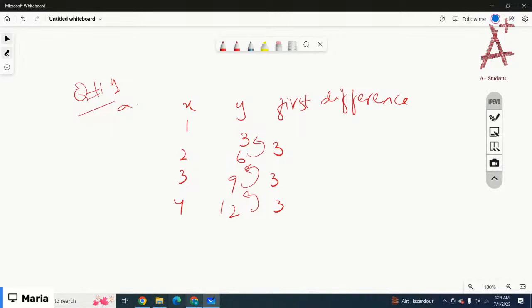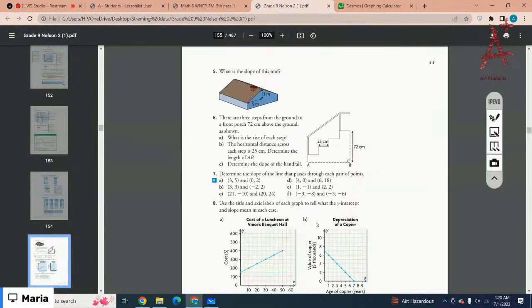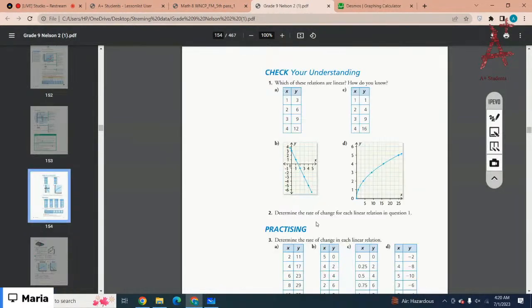So you can check for C also. Let's see the graph of the B part. You can see the graph is a straight line. That means that is a linear function. But for D, that is not a linear function. Got it? Okay, let's start with the practice questions.